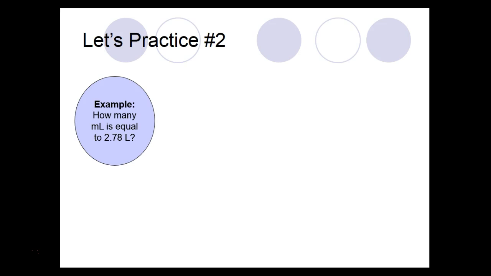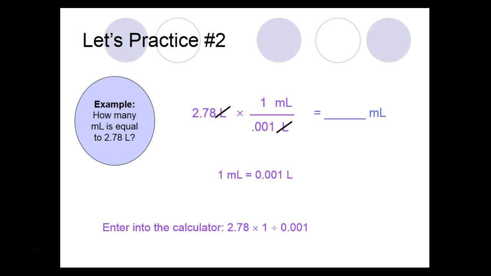Okay, try this problem out. How many milliliters are equal to 2.78 liters? So pause the video, try to work it out. So your given is 2.78. You want to cancel out liters and liters. The equivalent was 1 milliliter equals 0.001 liters. Or you could have said there's 1,000 milliliters in 1 liter, and you would have gotten the same answer. You should have gotten 2,780.